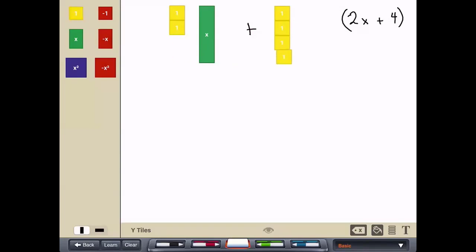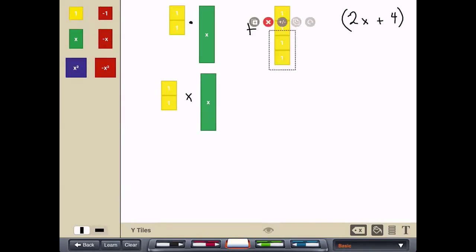Okay, so we want to find the factors of 2x plus 4. So we want to break this down into its factors. Well, the factors of 2x are just 2 and x, right? So we can say we have a factor of 2 right here and a factor of x, 2 times x. That's how we break that down. Now, if we factor our 4, we can break that down into 2 groups of 2.